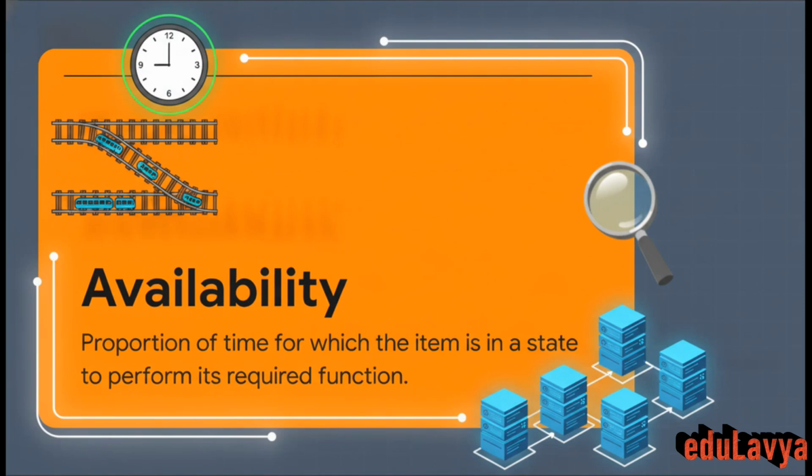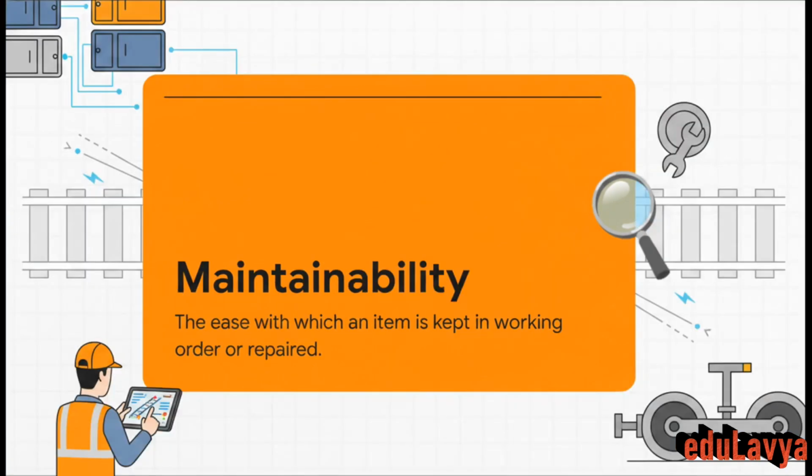Next is availability, which is all about maximizing uptime. It's the proportion of time the system is actually usable. Look, even highly reliable parts break eventually, so high availability means we build in duplicated backup systems. That way, the railway can keep processing traffic safely 24/7 without having to take the entire network offline just because of a single glitch.